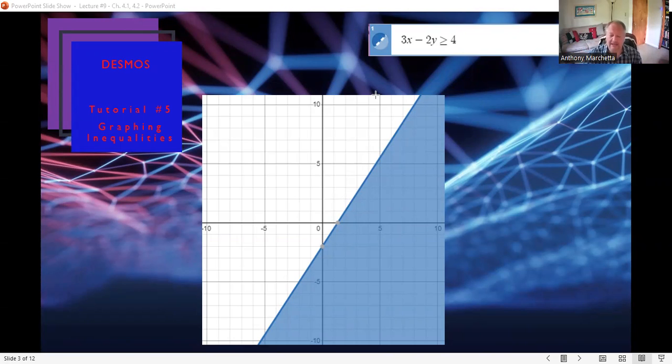One other thing I want to try to get you to remember from those days when you were studying inequalities, you might recall that sometimes it was a solid line and sometimes it was a dotted line. Take a look at our picture here now. Notice that there's a blue solid line there. Here's another example of a great inequality that we could graph as well.